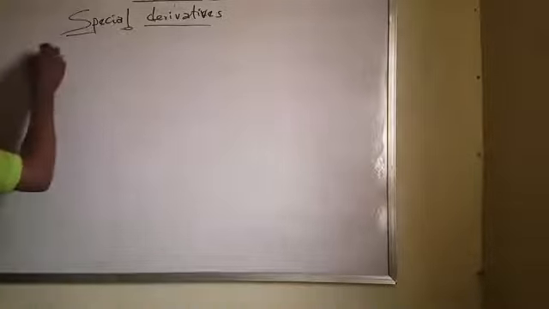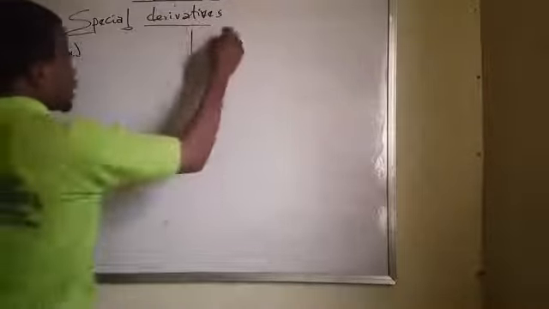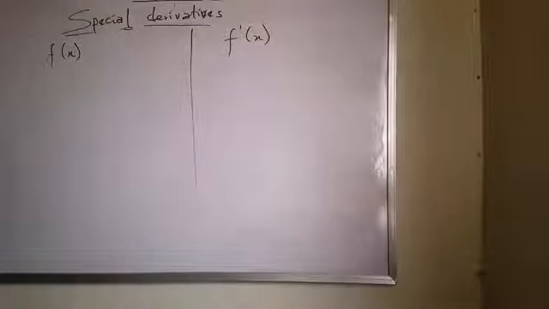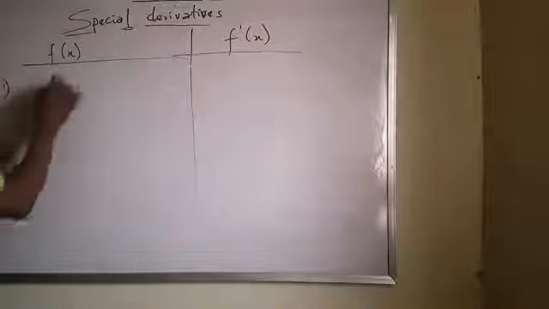So we have a function, f of x. Here we have f prime of x. f prime of x means the derivative of f of x. So this, you have 1.